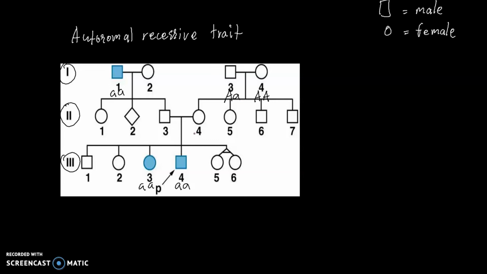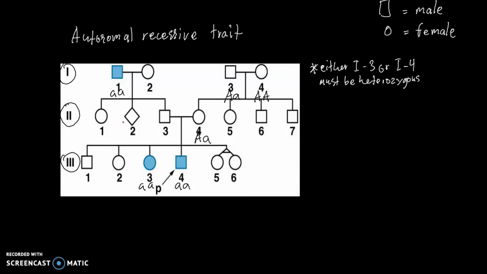The reason for that is individual number 4 of the second generation is a carrier, so she must have gotten the small a from one of her parents. Otherwise, individual number 3 and number 4 of the third generation cannot be affected by the disease, or be small a, small a. So again, either individual number 3 or number 4 of the first generation must be heterozygous.